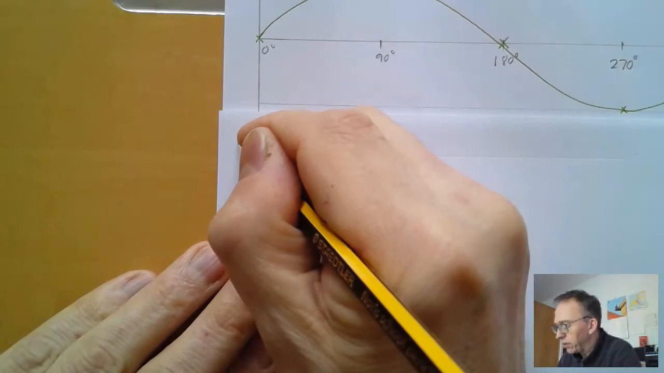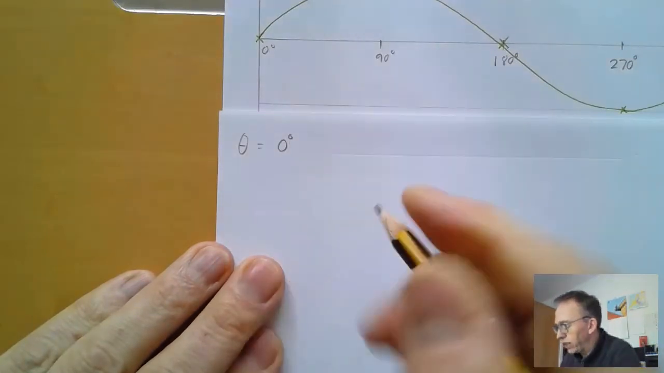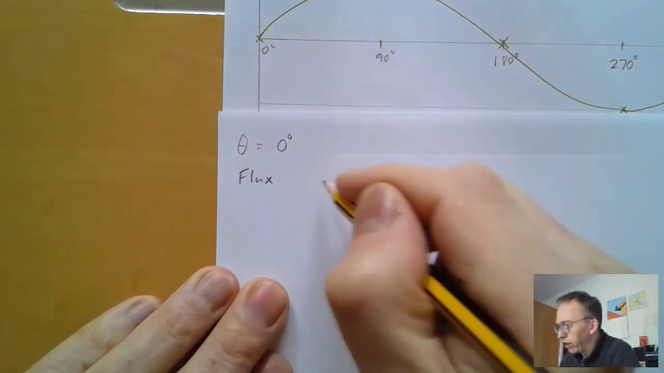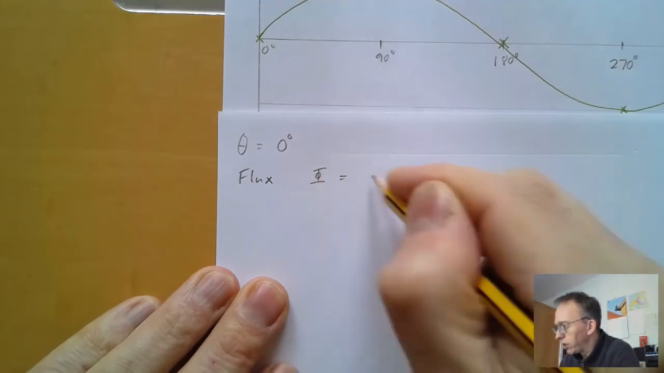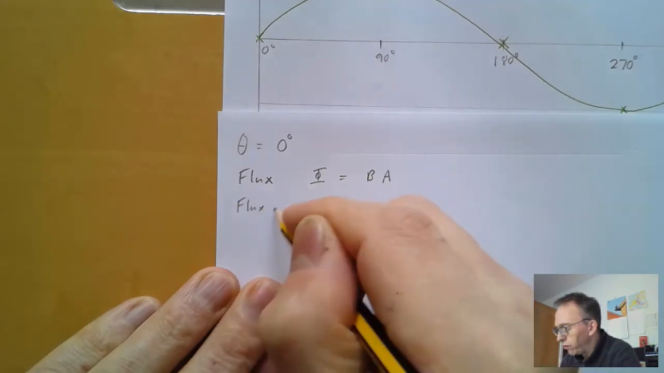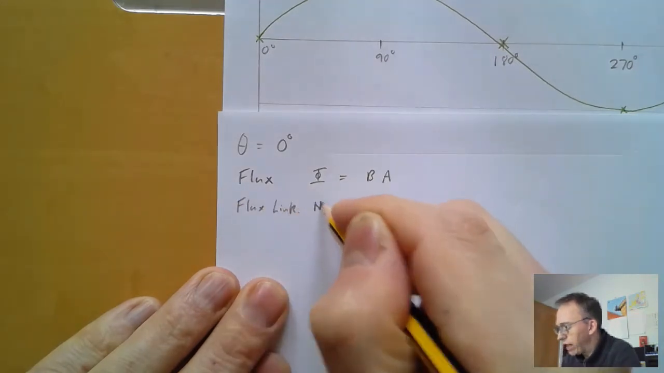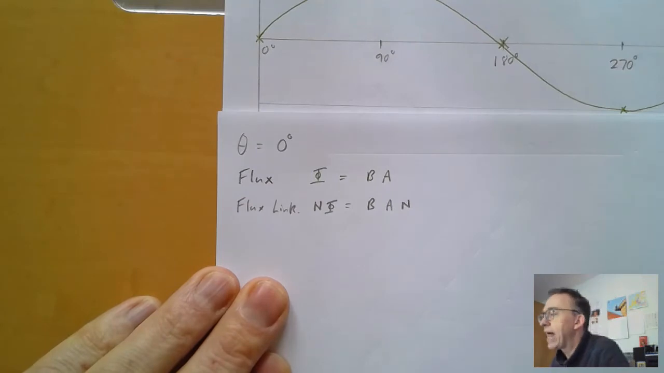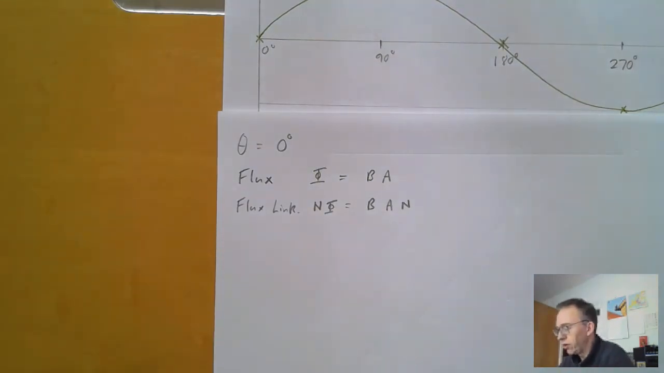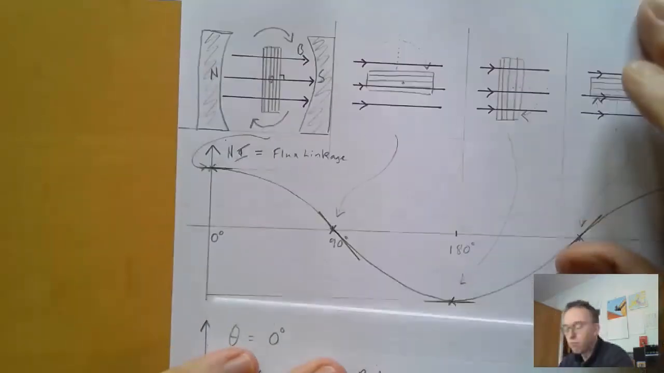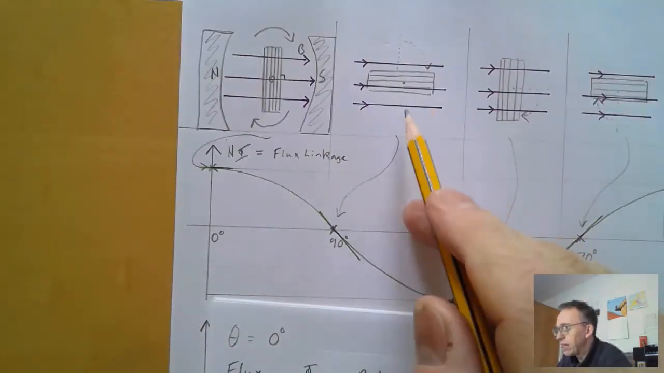So, when theta equals 0 degrees, the flux through the coil, phi, is going to be B times A. The flux linkage, N phi, is going to be B times A times N. Now, we know that when the coil moves through 90 degrees, the flux linkage goes to 0.